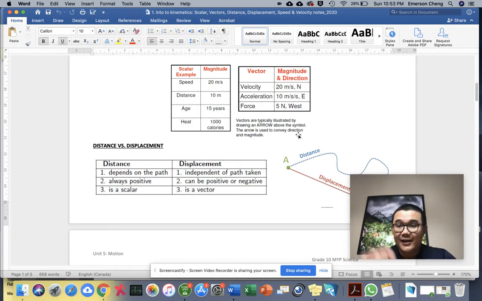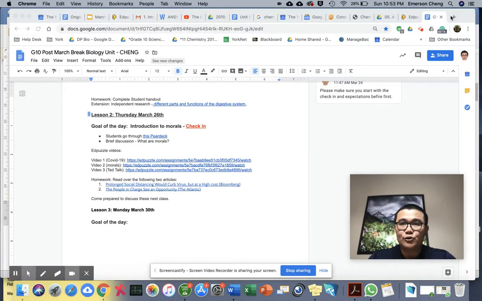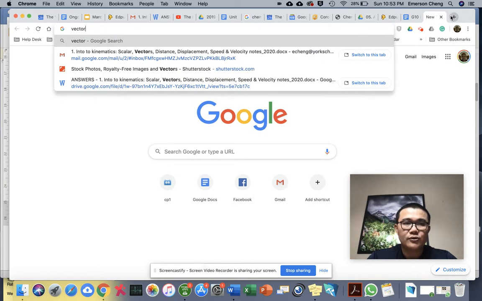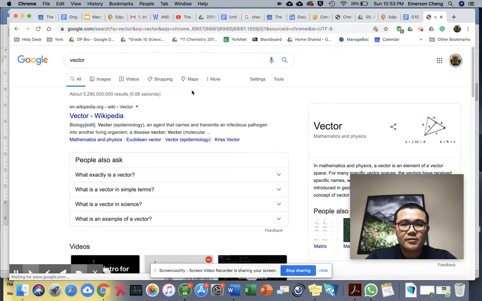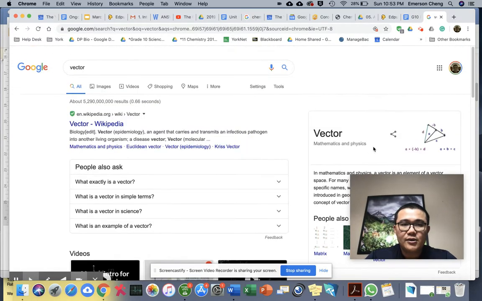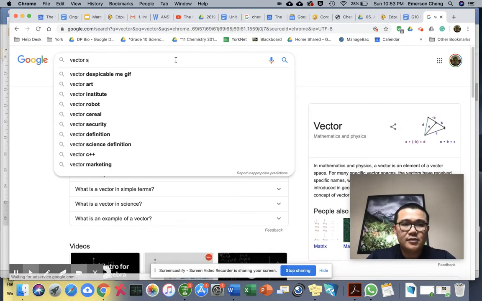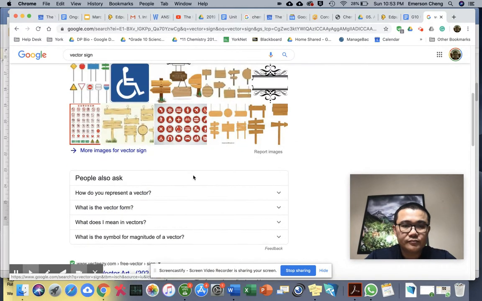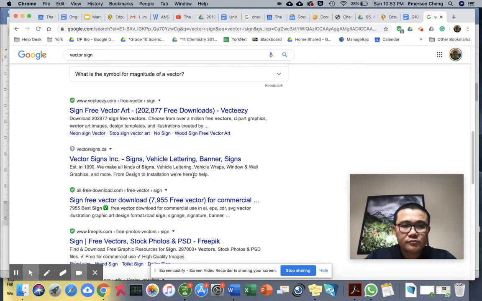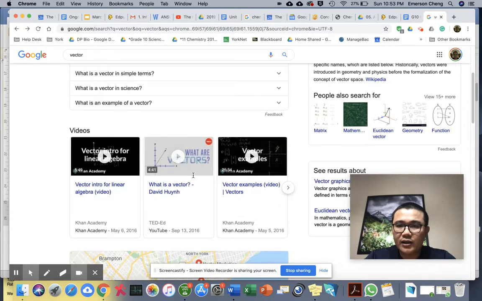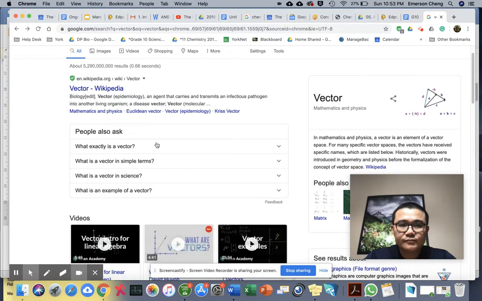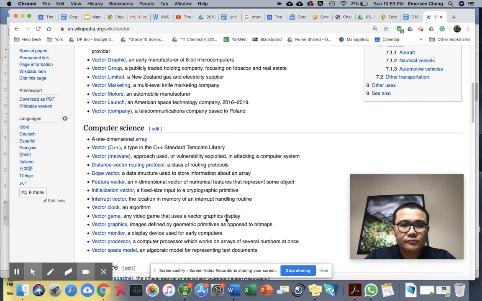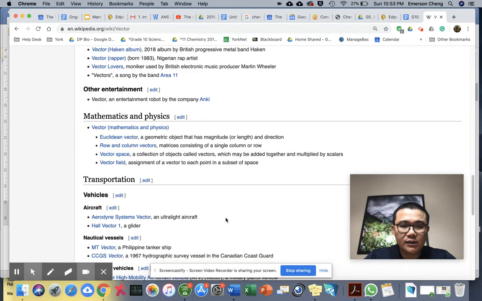I can't draw it right now, so I'm just going to use Google image. Vector. Okay, so usually you have a vector sign. Oh, no, there's no vector sign here. So annoying.